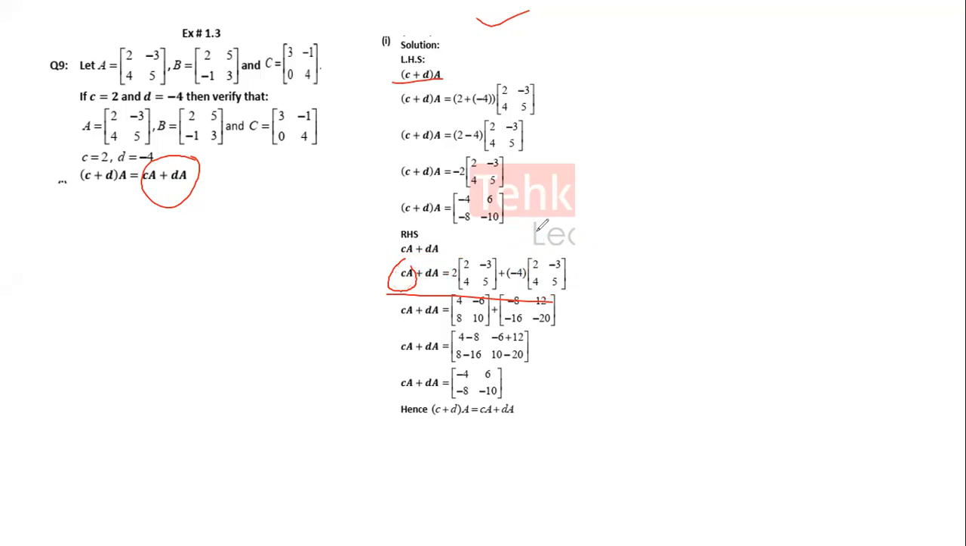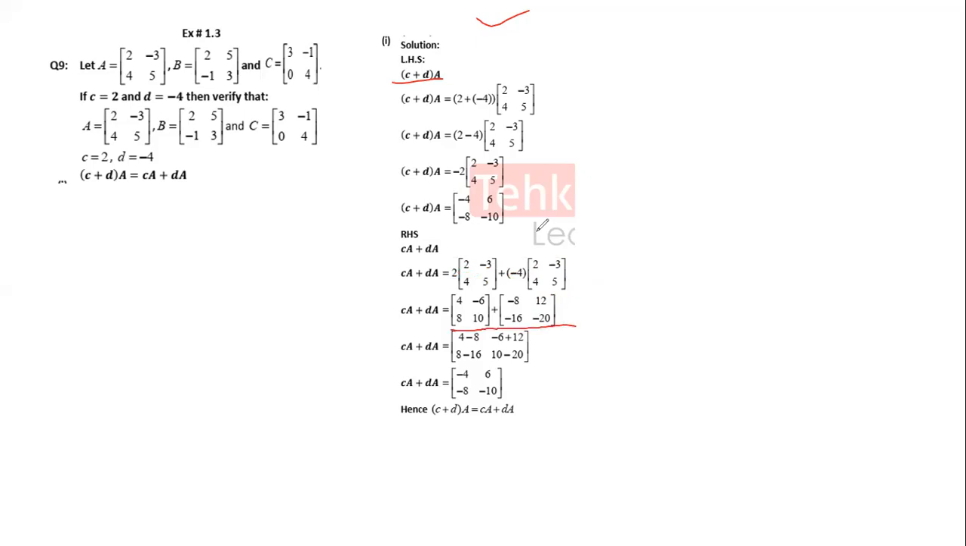Now just simplify it. So after simplification, this 2 will multiply with each element of A. So 2 2s are 4, 2 3s are 6, 2 4s are 8, 2 5s are 10. That is done. And there is plus. Now multiply minus 4 with A. So this will give you minus 8, minus 4 and minus 3, plus 12, minus 4 and 4, minus 16, minus 4 and 5, minus 20. So minus 4 is multiplied inside the given matrix.